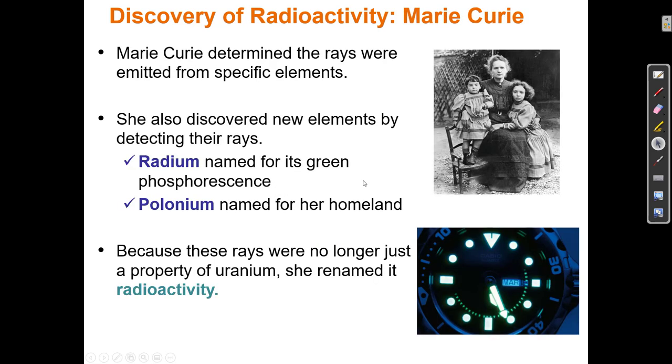And later, of course, Marie Curie is who discovered radioactivity by extending the work of Becquerel. She showed that the rays were emitted from elements, not just uranium. And by measuring and detecting these rays, she discovered new elements, radium and polonium, and determined that since there were different elements besides uranium that were emitting these rays, she changed the name from uranic rays to radioactivity.